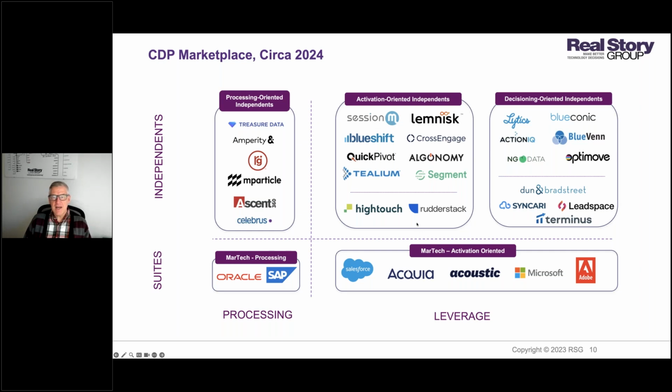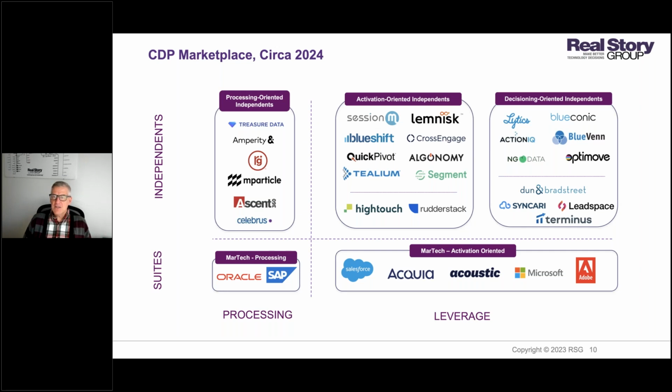Now, even then, you can break it down further, where in the activation-oriented, underneath this dotted line here, we've got Hightouch and RudderStack, so-called composable CDPs, a lot of issues with them. They often get selected by data ops teams, and marketing ops teams have had generally quite negative experiences with them. So you want to be very careful there. A lot more to say about that.